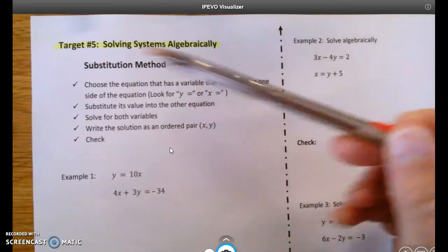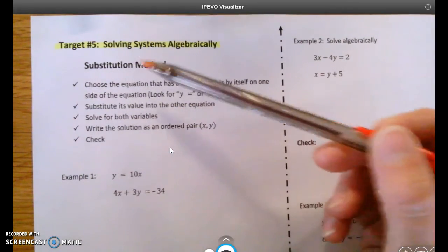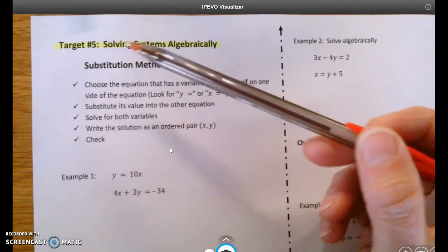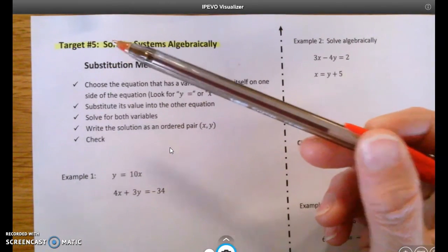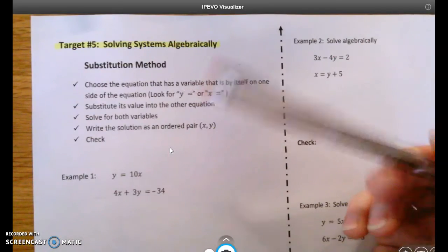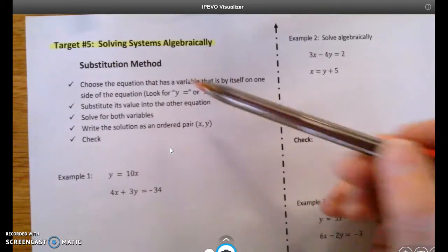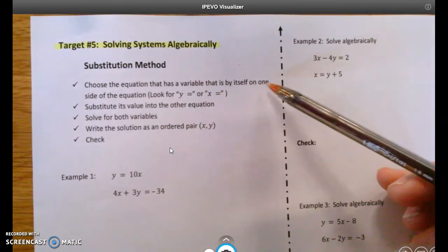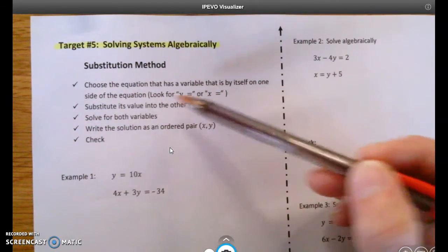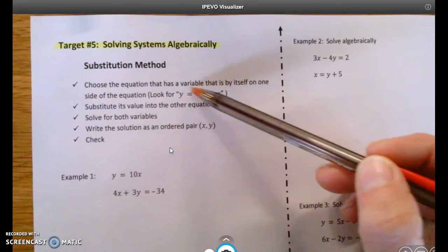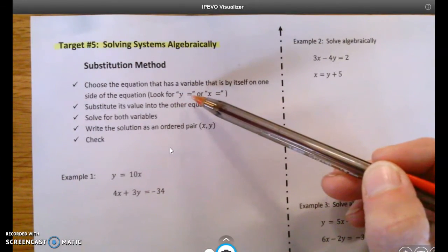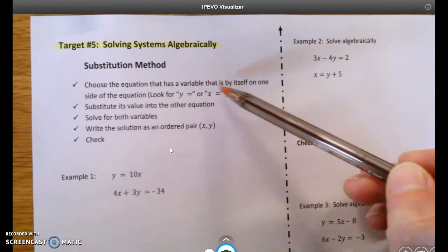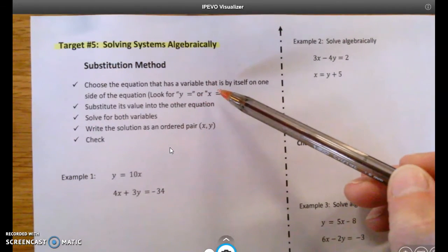The first part is you remember the definition of substitution. Substitution means you are substituting one value that you know about into one of the equations. So what I have students do is choose the equation that has a variable that's by itself on one side of the equation. So you're going to be looking for an equation that already is set up with either a y equals, or you will see equations with an x equals value.